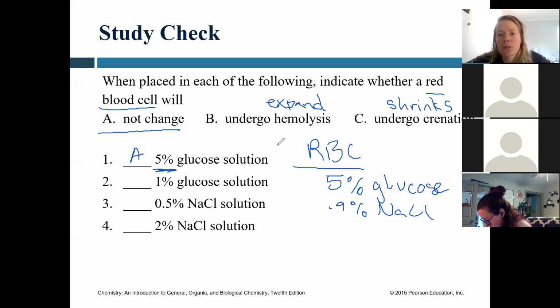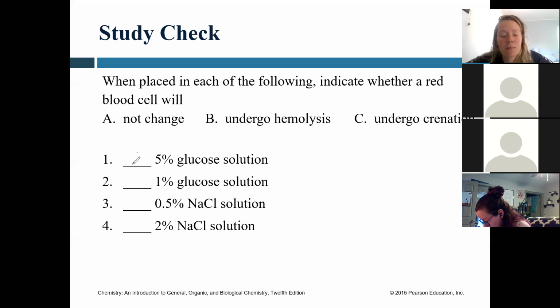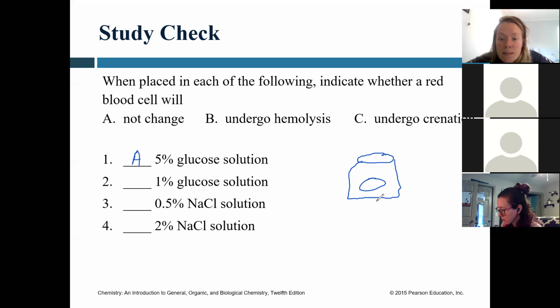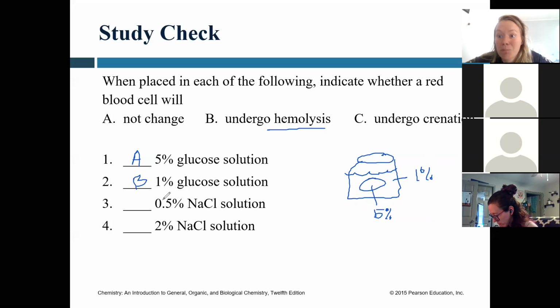What if we're in a 1% glucose solution? I'm going to draw this out because I always get confused on these. I'm going to draw a little beaker and put my red blood cell in there. This has 5%, and we're saying that our solution is 1%. The water is going to flow from low concentration to high concentration. In this instance, because it's trying to dilute the higher concentrated thing, my water is going to flow from the outside into the red blood cell. That's hemolysis. We're going to expand or pop our blood cells.